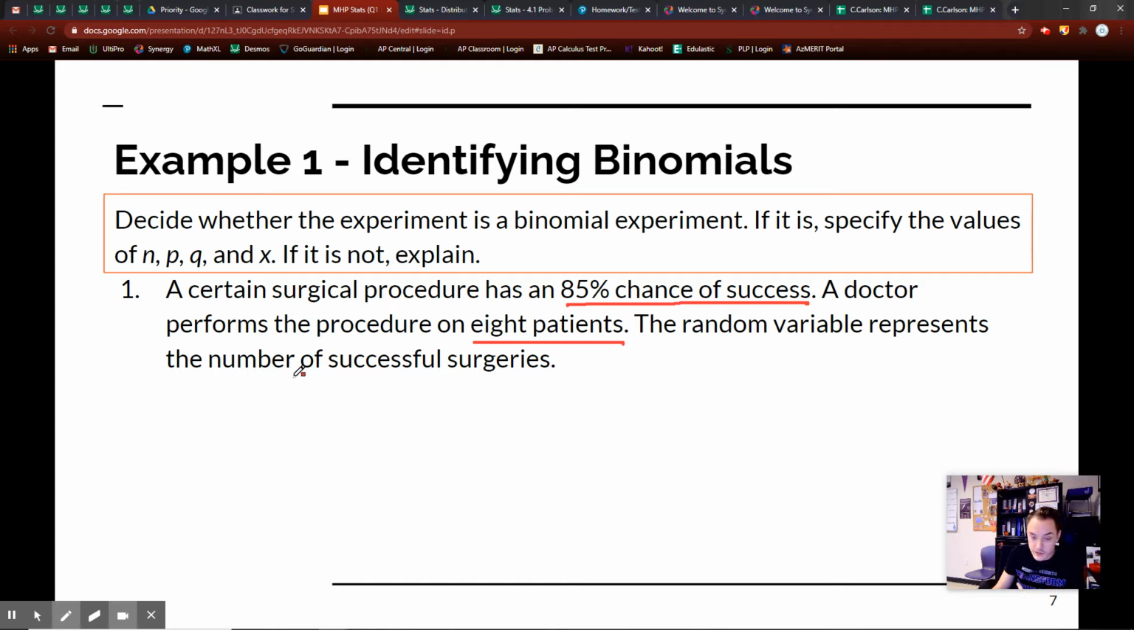So first of all, we have to look at our definition. Okay, we have to look at our definition.